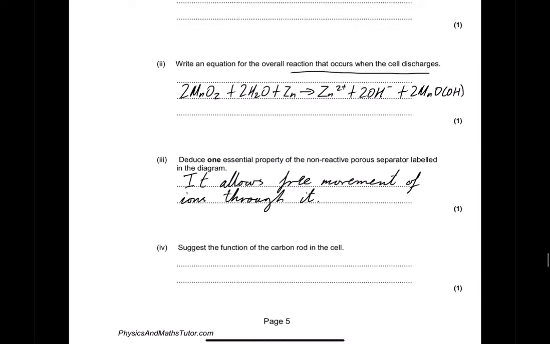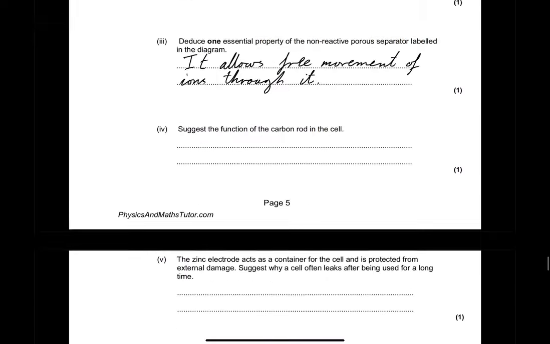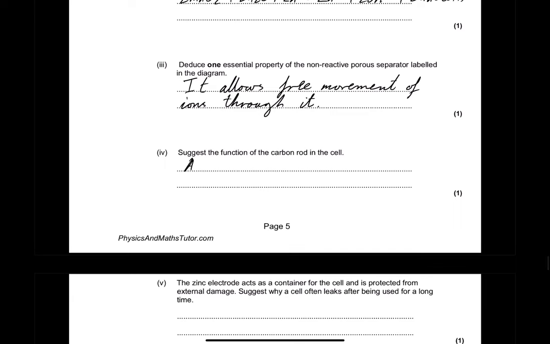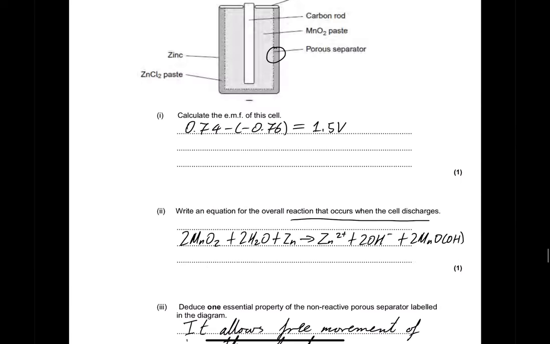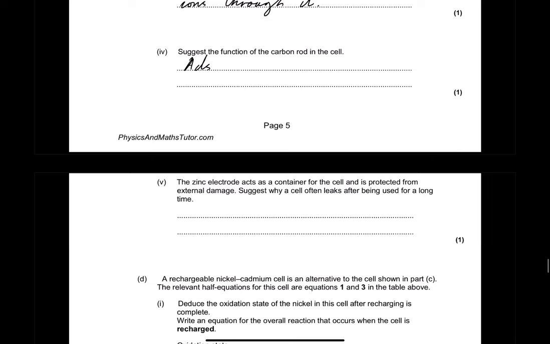So just the function of the carbon rod in the cell acts as the anode. See here it's positive, so it's just acting as the anode. The zinc electrode acts as a container for the cell and is protected from external damage.